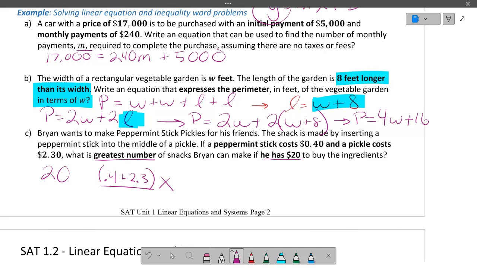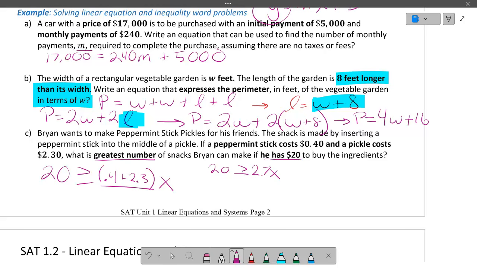Now, we talked about greatest number. We need an inequality. So does $20 need to be greater than or equal to this amount, or does $20 need to be less than or equal to this amount? Greater than or equal to. He can't spend more than this, so 20 needs to be more. If this side's more, then he's run out of money. This side has to be less. So we have $20 has to be greater than or equal to $2.70 per pickle.